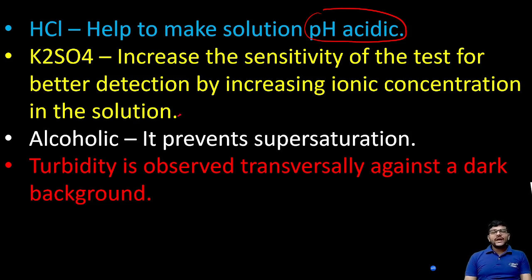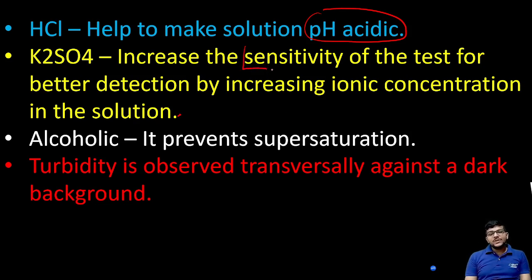Like in the limit test of chloride, we are using HNO3, which produces the common ion effect, and that's why there is a prevention of the precipitate of radicals. The same is the case in the limit test of sulphate: there is an increase in the sensitivity of the test for better detection by increasing the ionic concentration in the solution. Our potassium sulphate increases the ionic concentration of the solution, that's why it will increase the sensitivity of our test.